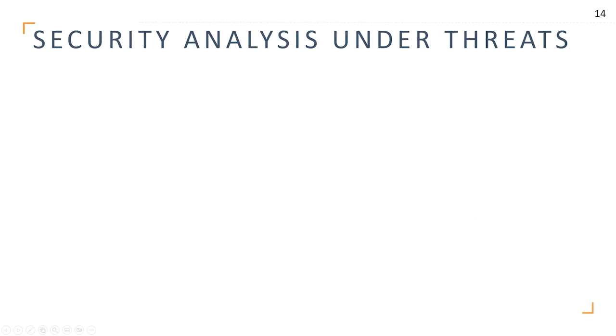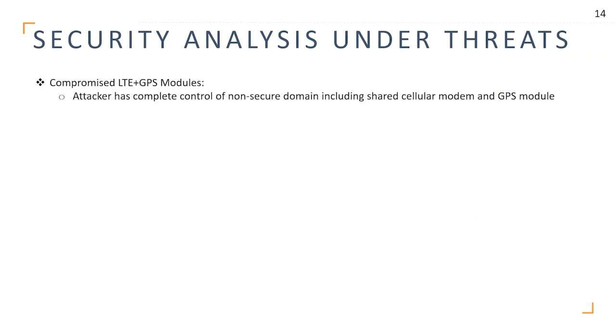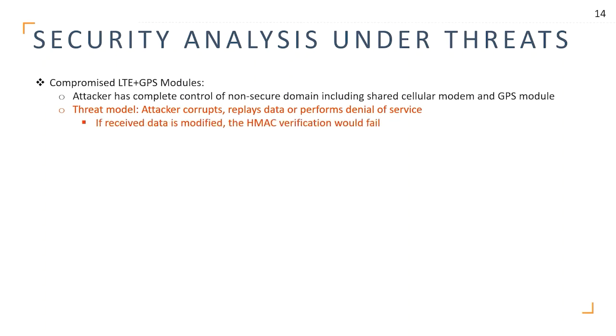In case of threats, as discussed in the threat model, the attacker can compromise the LTE and GPS components to disturb the CV2X communication. So here we look at how the threats are detected and managed. Starting with the data corruption of the received payloads, the HMAC verification would fail. Similarly, if the attacker overcomes the HMAC gateway by using saved data to have replay attacks at a later point of time, the timestamp or nonce can be used to check for data freshness.